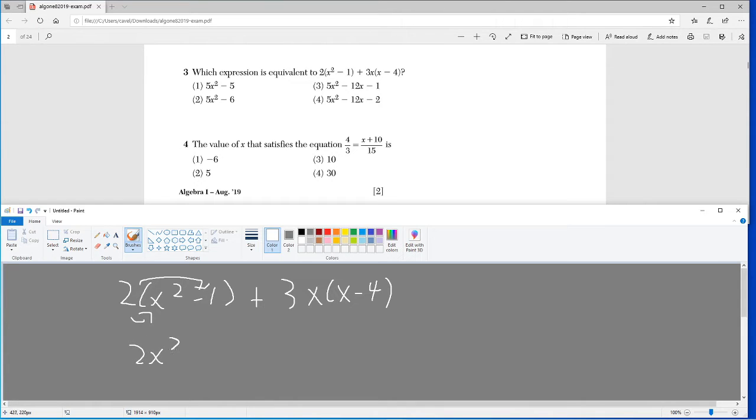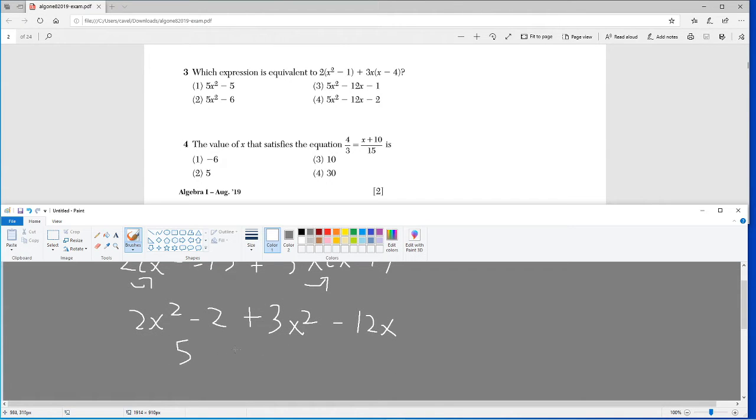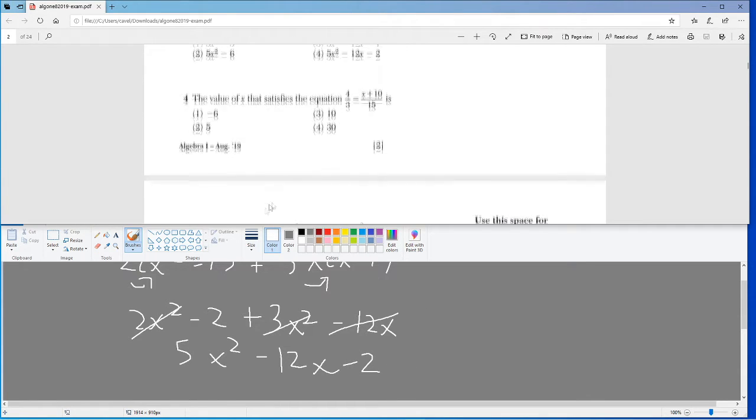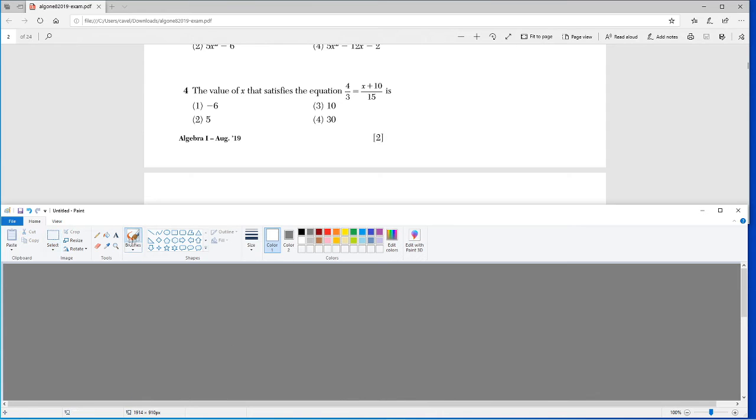You have 2x squared minus 2 plus, distributing, 3x times x is 3x squared, and 3x times 4 is minus 12x. Combine like terms, I get 5x squared, minus 12x, minus 2. So 5x squared minus 12x minus 2, which is choice 4.